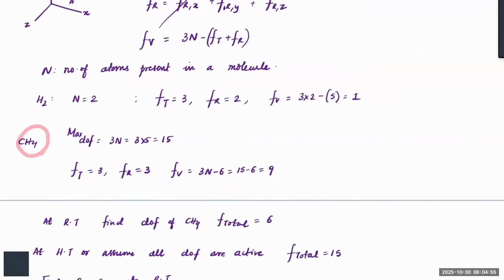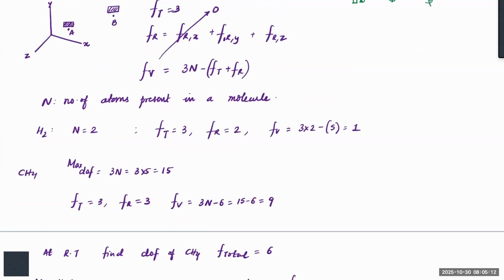Suppose I take methane. The maximum degrees of freedom is 3N, which is 3 into 5, 15. Out of which there are 3 translational and 3 rotational, because CH4 is non-linear and non-planar, so definitely you cannot ignore anything. All the contributions of rotation will be observed. And vibrational degrees of freedom will be 3N minus 6, so 15 minus 6 is 9.